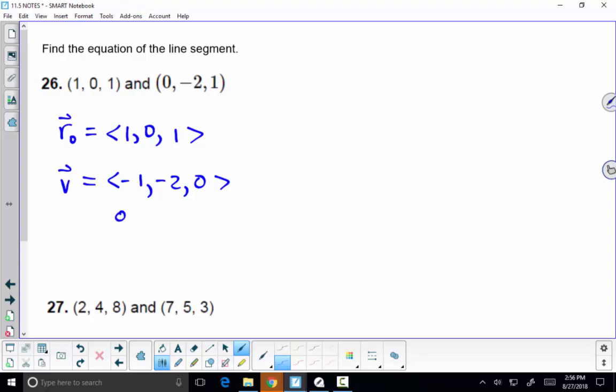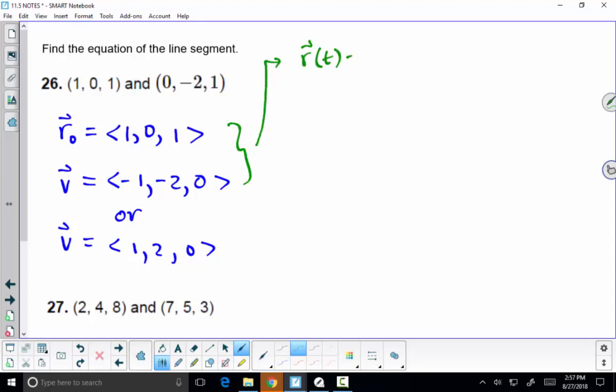You could do 1, 0, 1 minus the other point and that would totally work. If you just scaled it by a factor of -1, totally works. Doesn't matter. All those are good choices. So I'm going to choose these two, just because I selected them to begin with.